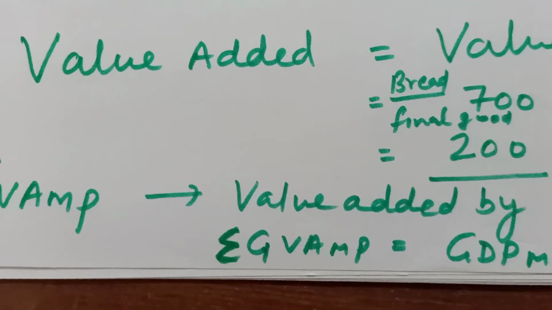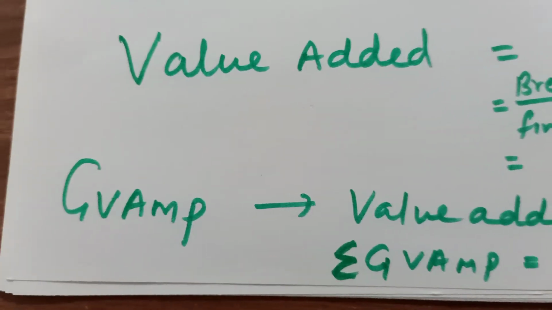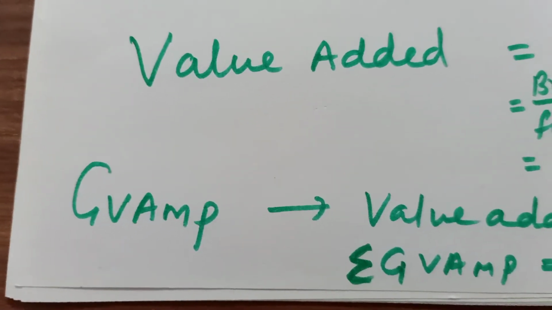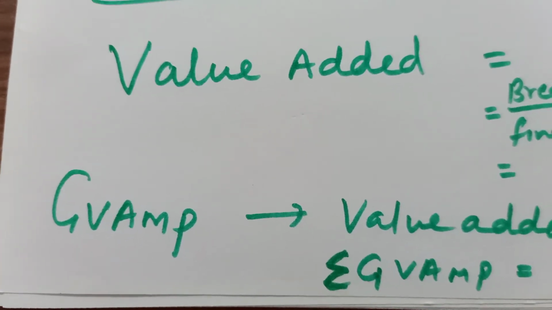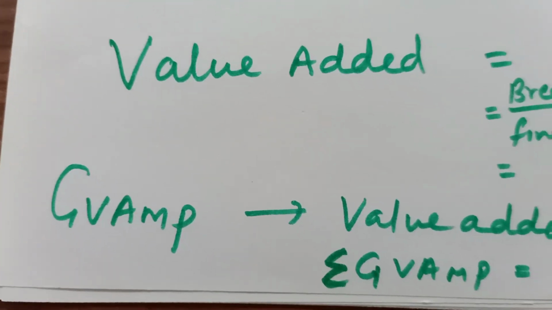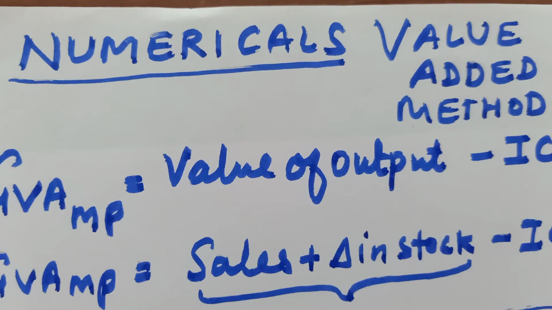Now you can see here GVAMP. What does GVAMP mean? Gross value added at market price, and we can say gross domestic product at market price. So the value added by each producing enterprise is called gross value added at market price.